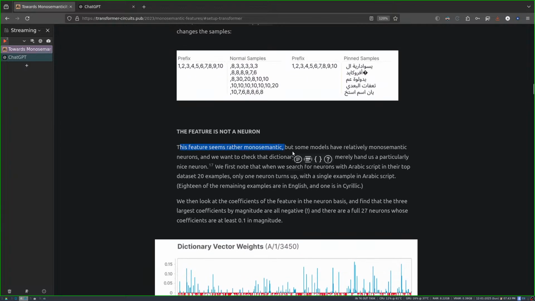The features in this line are monosemantic, but some models have relatively monosemantic neurons.